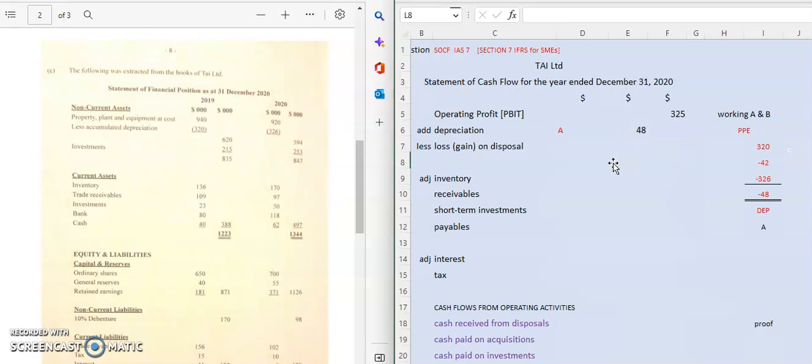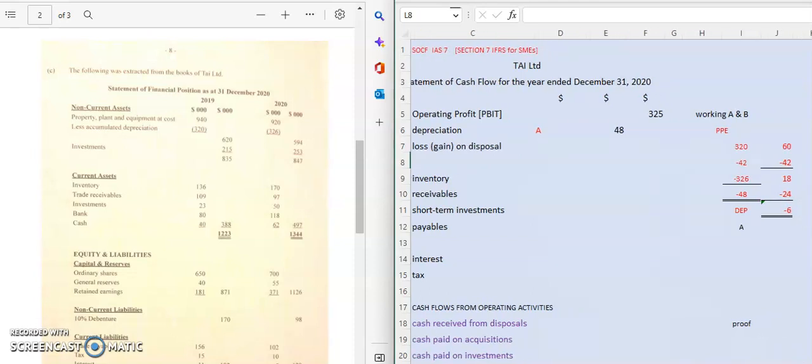All right. And then for the gain or loss, it says, well, the asset cost 60, had an accumulated depreciation of 42, right? And it was disposed of for 24.